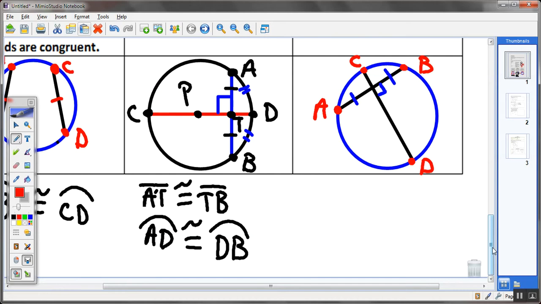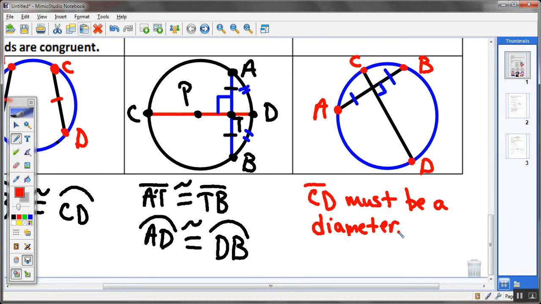If I have two chords in here that are perpendicular such that one chord perpendicularly bisects the other chord, then CD must be my what? CD must be a diameter here. Okay, so 3 new theorems. I don't expect you to memorize the names, but can you go ahead and take the illustration with the explanation and put an idea together here?